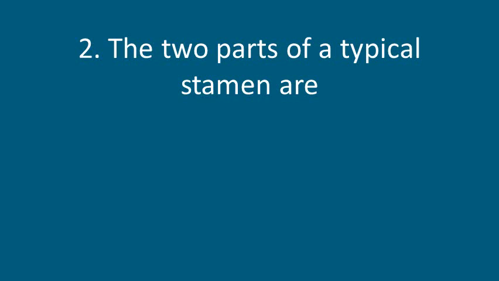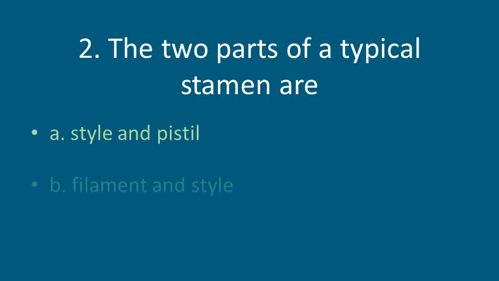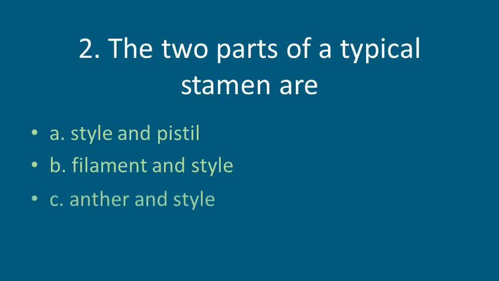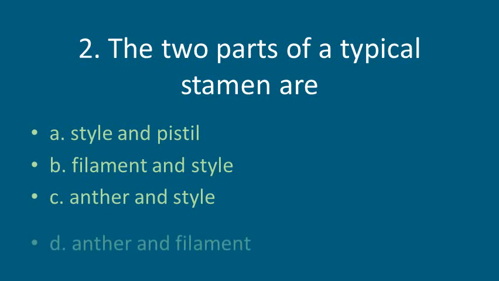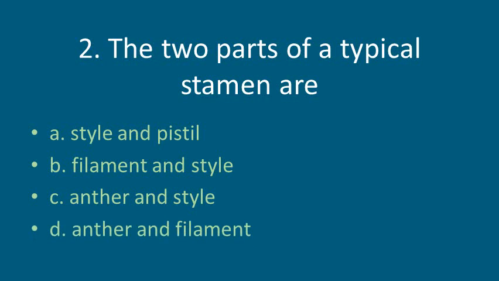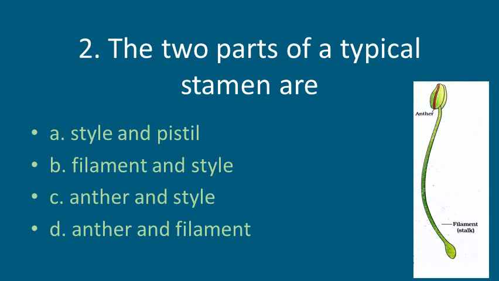Question number 2. The two parts of a typical stamen are: option A, style and pistil; option B, filament and style; option C, anther and style; and option D, anther and filament. Now from the figure we can understand that this is a typical stamen, having a long and slender stalk called the filament and a terminal, generally bilobed structure known as the anther. So the correct answer is option D, anther and filament.